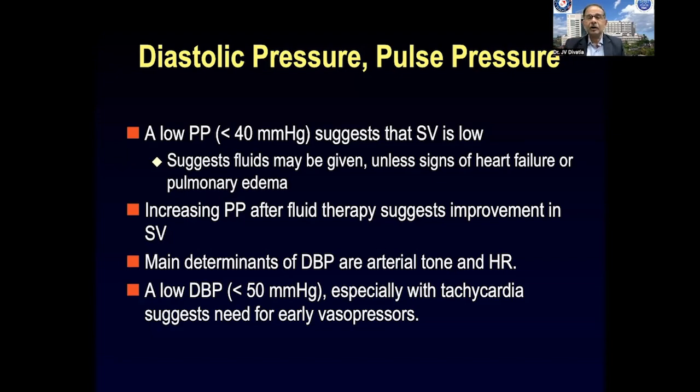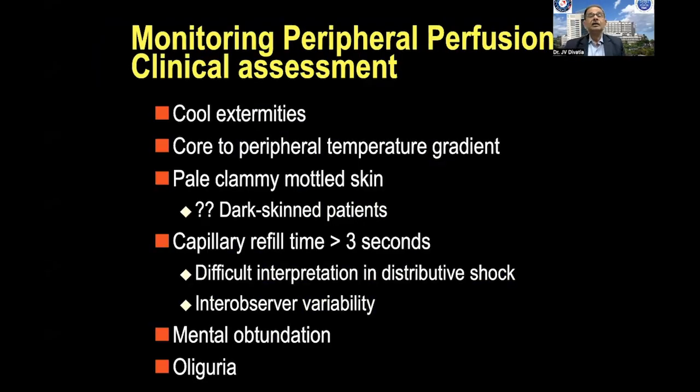So you can give a small amount of fluid and see what happens to the pulse pressure. And if it improves, it suggests that the stroke volume may have improved. Similarly, a low diastolic blood pressure suggests that you need early vasopressors. And it suggests that the vascular resistance is extremely low, and you may need to use vasopressors to bring up the mean arterial pressure. Peripheral perfusion should be assessed clinically.